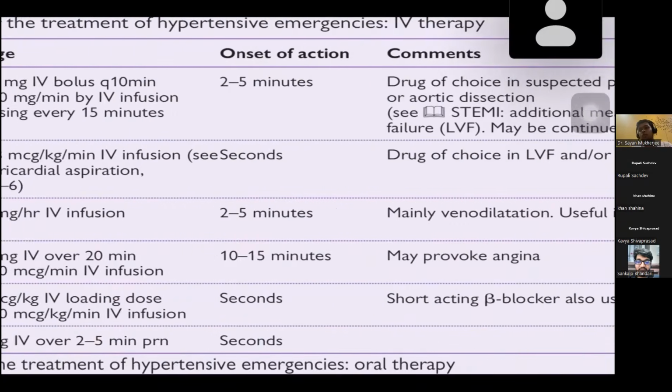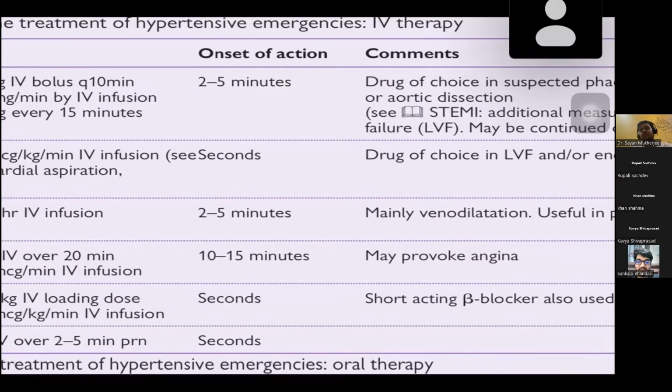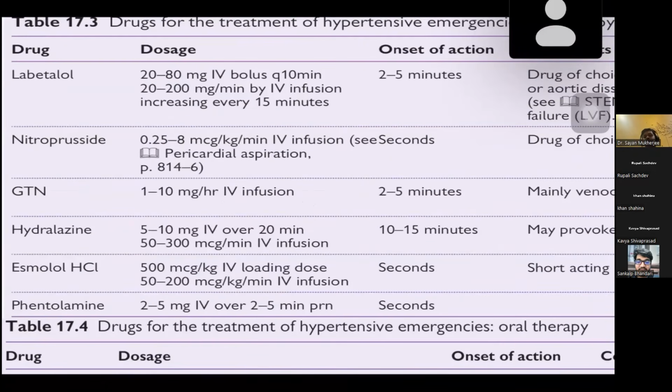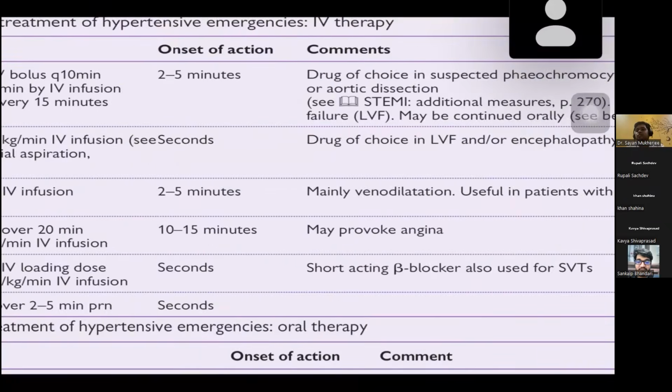You can give him IV drugs or you can give oral drugs. In IV drugs, I think in most emergency rooms, we see labetalol quite commonly. So just know the dose, 20 to 80 milligrams over 10 minutes, every 10 minutes. Just know labetalol. The other things are just for your reference. Labetalol is very commonly used.